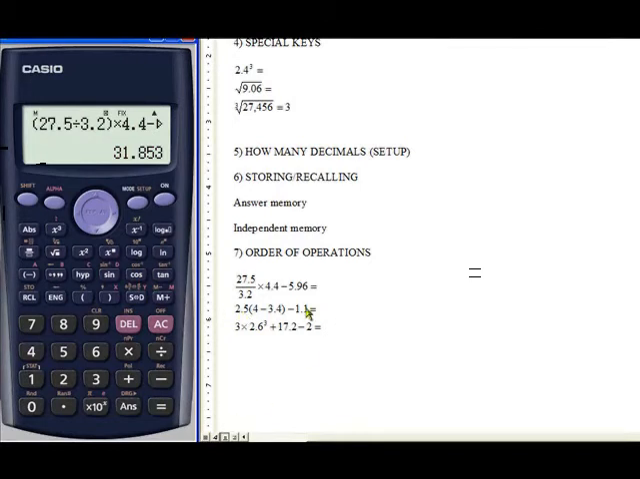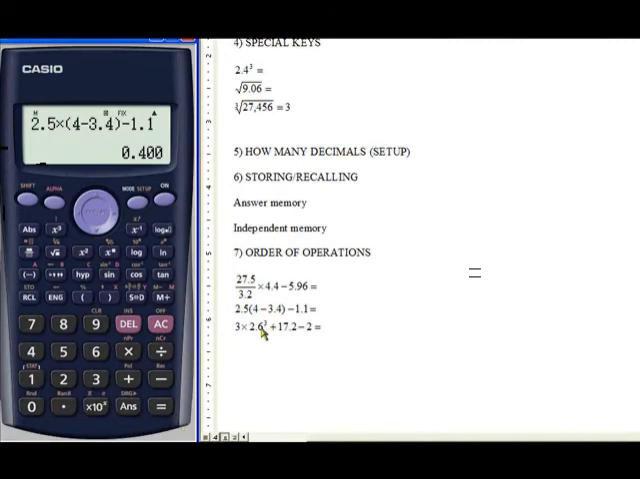Now let's try this one. 2.5 times, what do I have? The parentheses. Left parenthesis, 4 minus 3.4, close parenthesis. So it looks just like this one, minus 1.1, equals.